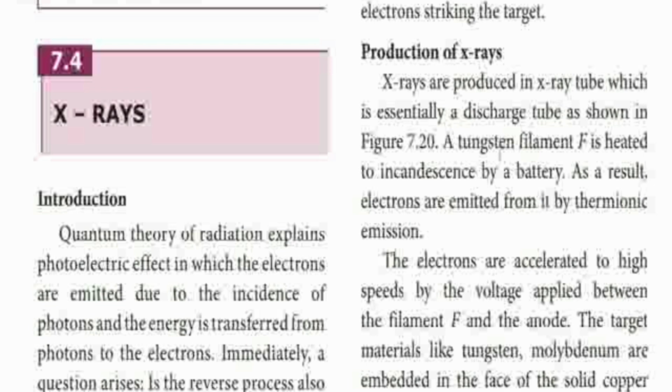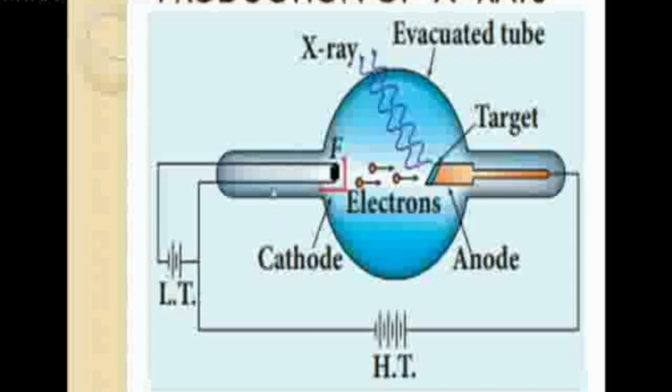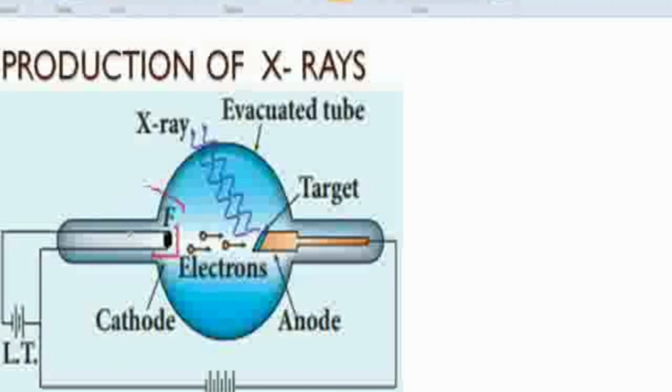So this property or characteristic of these rays was shown in the year 1895 with the Coolidge tube. It's made up of glass. F is the filament. The filament is connected to a low tension battery. After switching on, current flows through the filament. According to thermionic emission, we know that when we heat up a material, the electrons will definitely be emitted from the metal surface. So when the low tension battery is connected, the filament is heated and electrons are emitted.